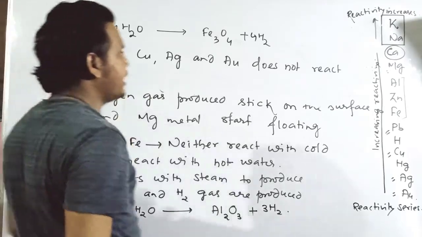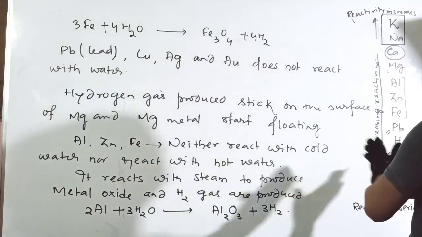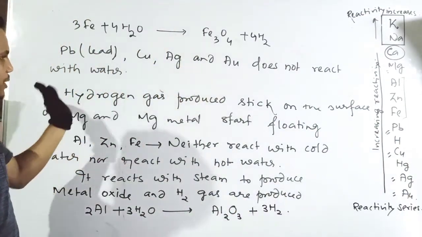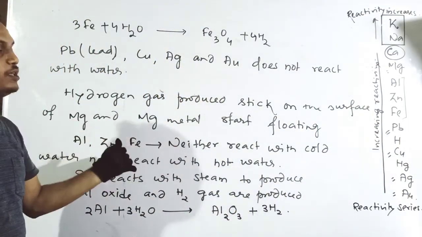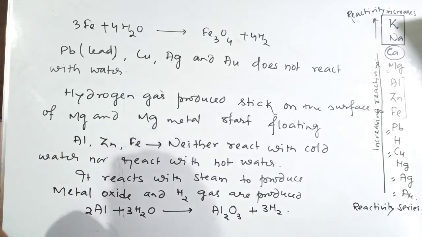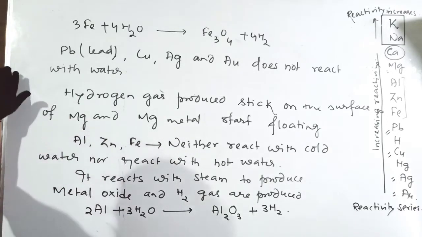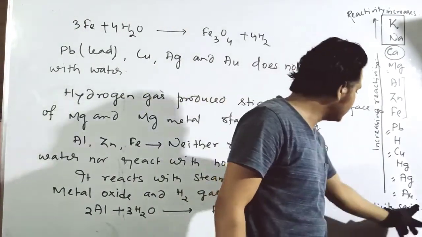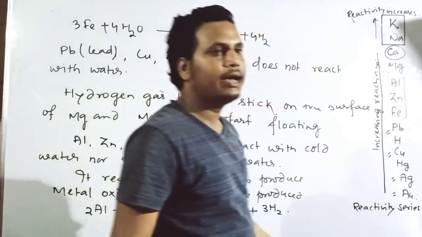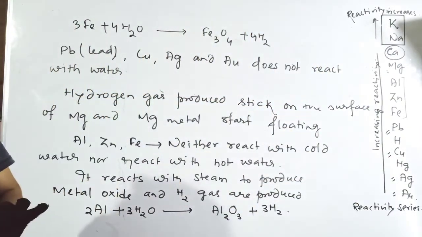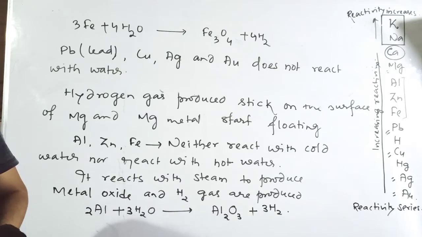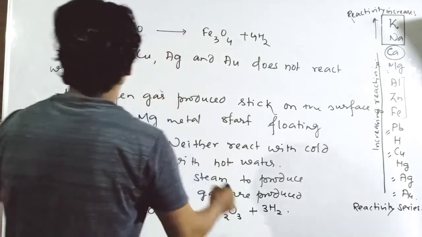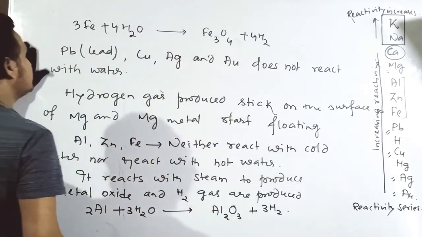So this is the reactivity of metals with water. We have different reactivity of metals with different forms of water. Once check from the starting. What is the reactivity series? Reactivity series means metals are arranged on the basis of their reactivity. Metals arranged in the order of their reactivity is called the reactivity series.